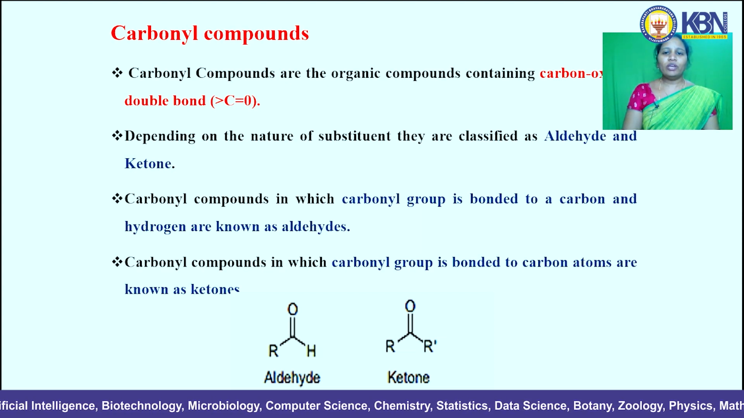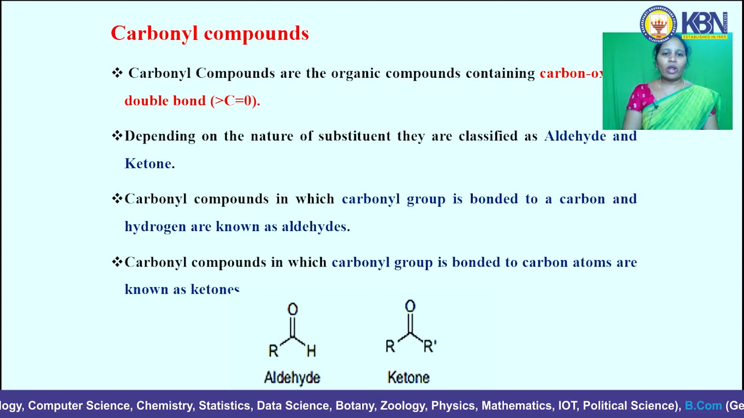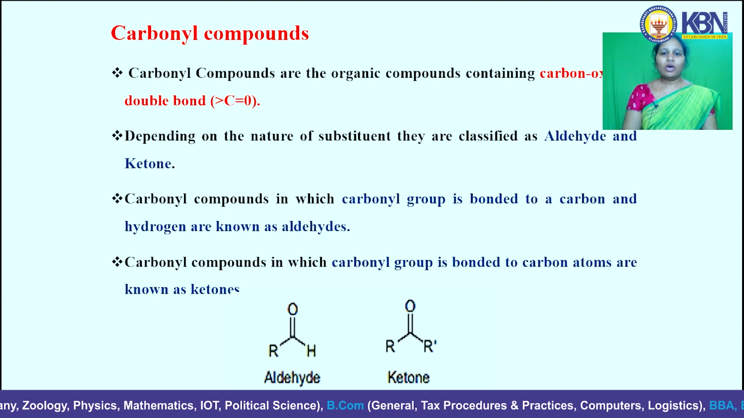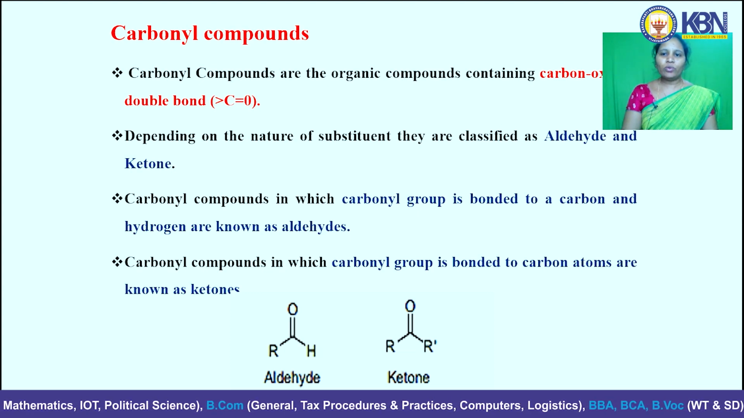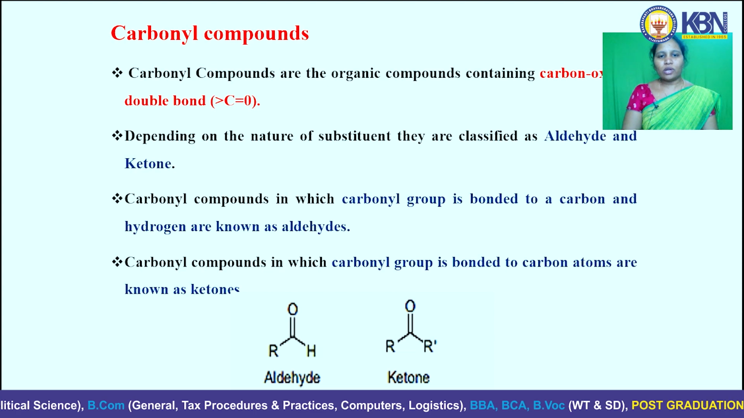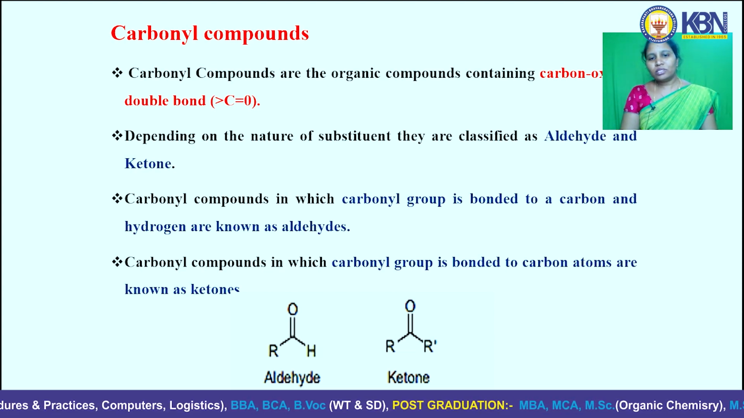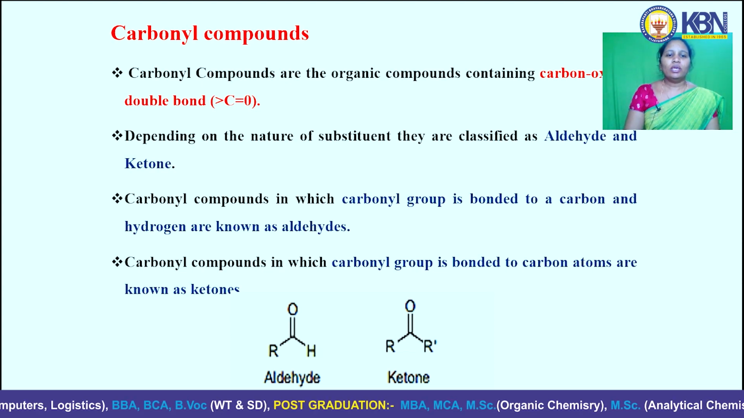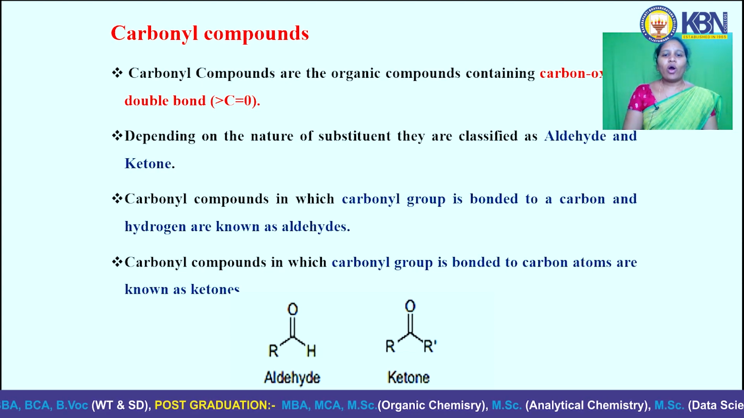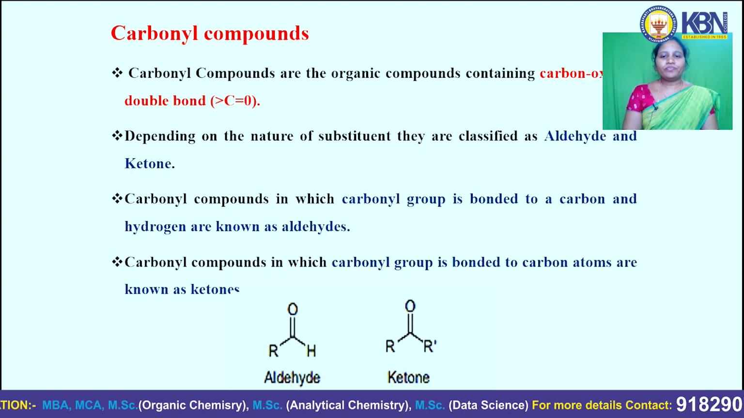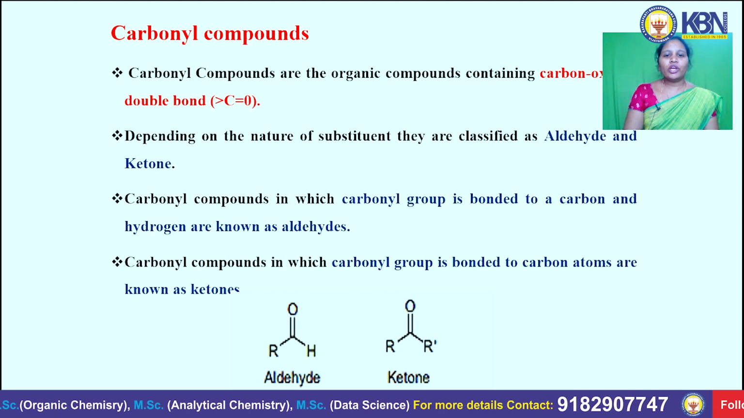Carbonyl compounds in which the carbonyl group is bonded to a carbon and hydrogen are known as aldehydes. Once again, carbonyl compounds in which the carbonyl group is bonded to a carbon and hydrogen are known as aldehydes. The second case is ketones. In this case the carbonyl group is bonded to carbon atoms on both sides, and these are known as ketones.